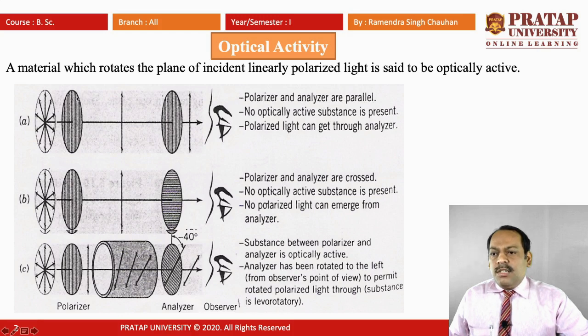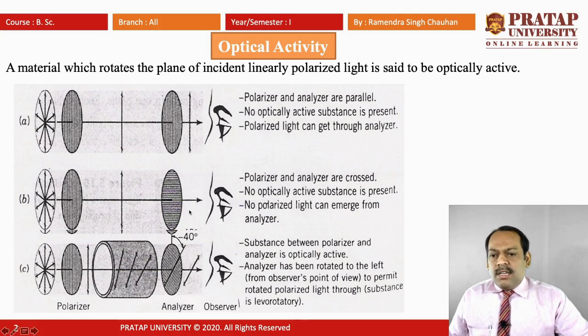In this diagram you can see this is a polarizer and this is an analyzer. And here we are putting an optically inactive substance, or no optically active substance is present. Here this is the source of light, this is unpolarized light. When unpolarized light is passing and the axes of the polarizer and analyzer are not at 90°, then you will observe some light which is transmitted to your eye.